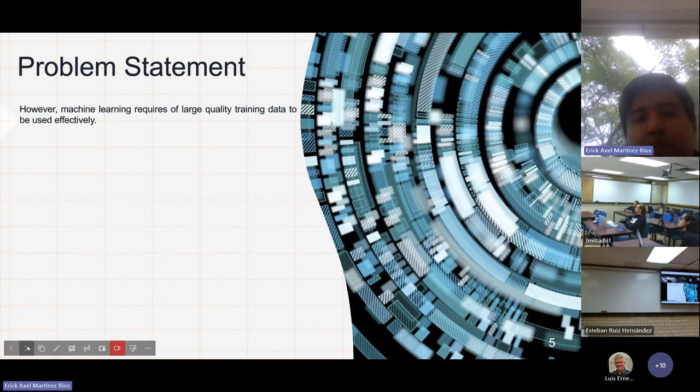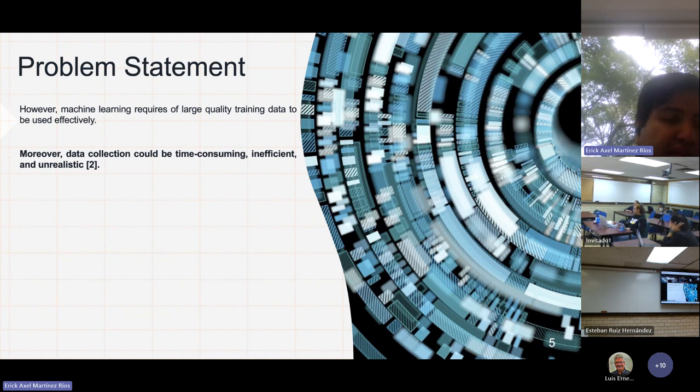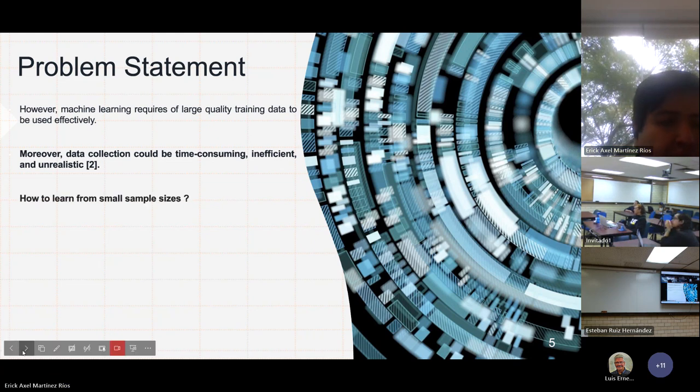So what is the problem of the solutions that have been focused on using machine learning to perform this road surface anomaly detection? Well, the main problem of machine learning is that you need a large quantity of training data to use machine learning effectively. Nevertheless, the data collection could be time-consuming, inefficient, and unrealistic. So the question is, how can we learn from small sample sizes? How can we use these machine learning techniques when we have a relatively small sample size?